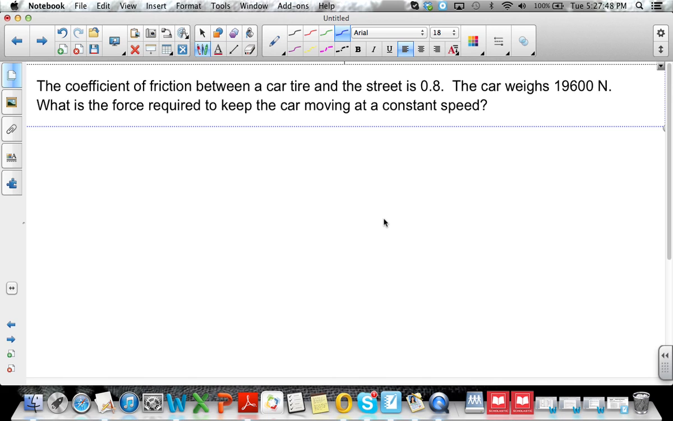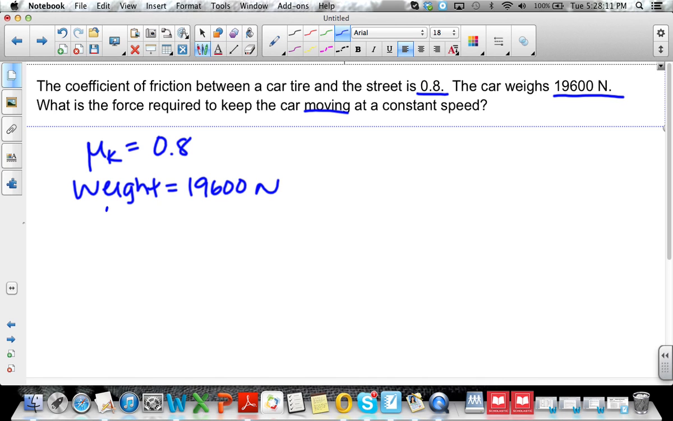So the coefficient of friction, they gave you that, 0.8. So let me write that down. This one, it says the car is moving, so I'm going to go with mu k for sure, 0.8. The car weighs 19,600 newtons, so I'll write that down also. And then remember that tells me normal force, because they have to be the same. Then it's asking what is the force required. So that's a fancy way of saying what is F push.